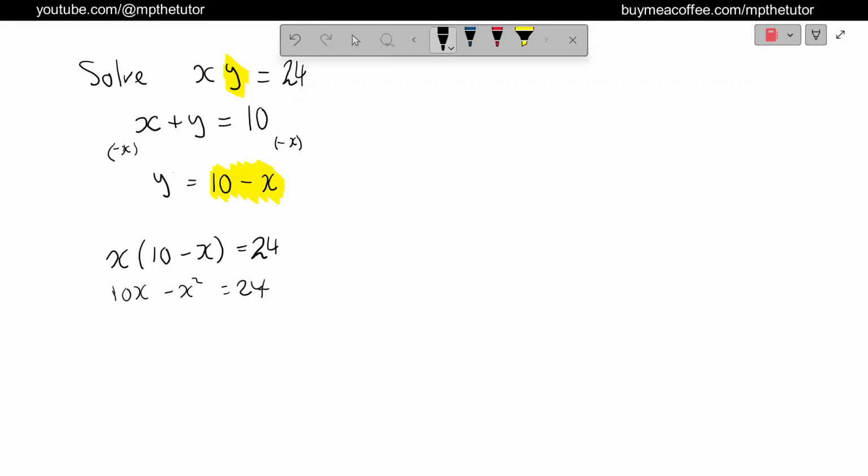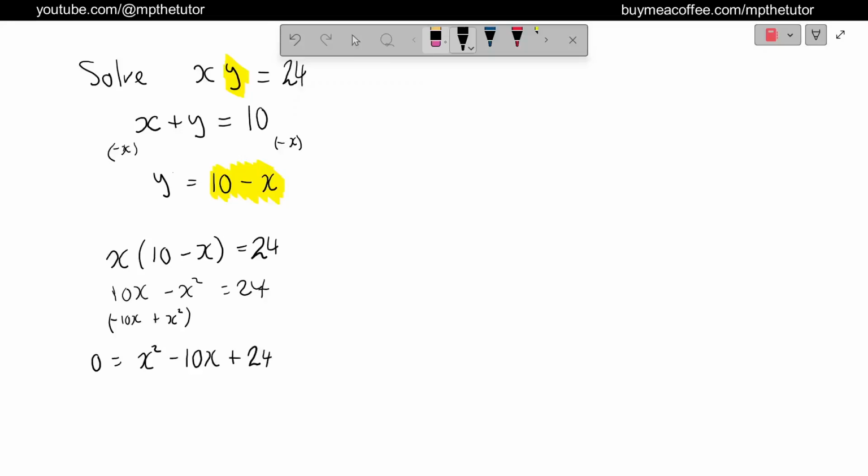What I'm going to do is put everything onto the right hand side this time to have positive x squared. It doesn't overly matter, but what that means is I'm going to take away the 10x. I'm going to add x squared to both sides. So what we get is 0 equals x squared minus 10x plus 24.